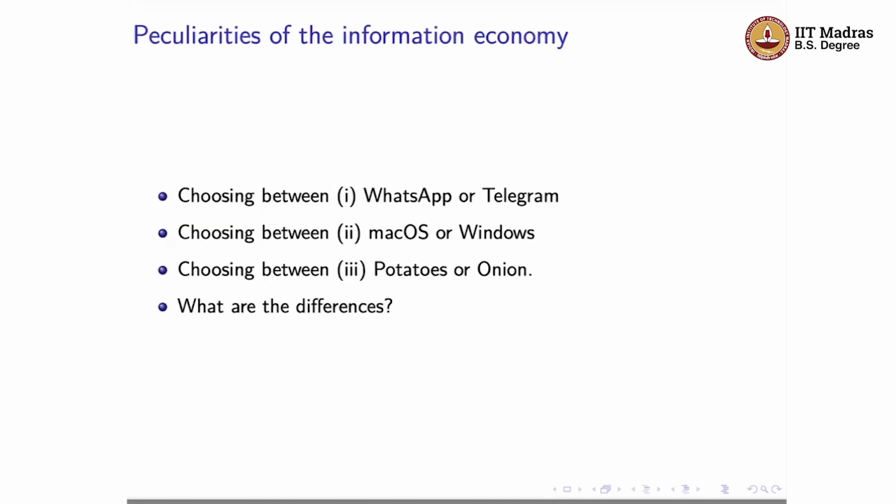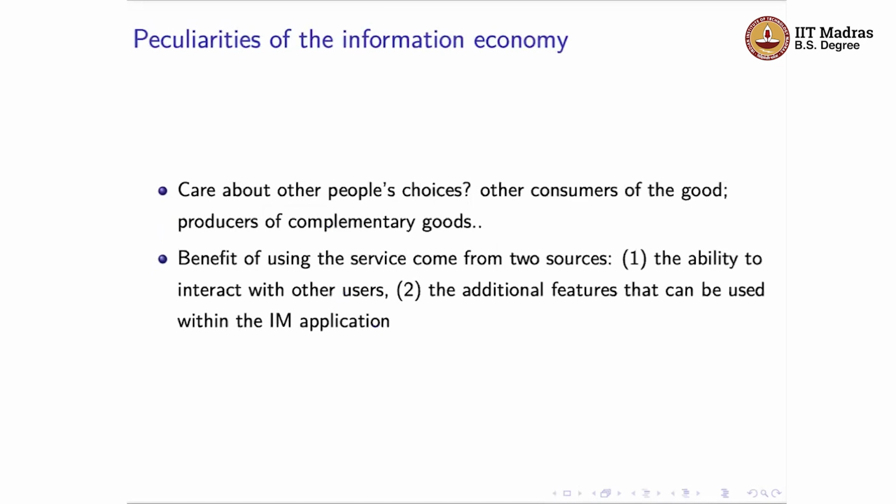So we want to systematically think about these differences, right? What we want to think about is that there are plenty of goods where you care about other people's choices, right? You might care about who the other consumers of the good are. That is the WhatsApp versus Telegram example. So when you're deciding which messaging app to focus on more, you are thinking about who the other consumers of WhatsApp or of Telegram are, right?